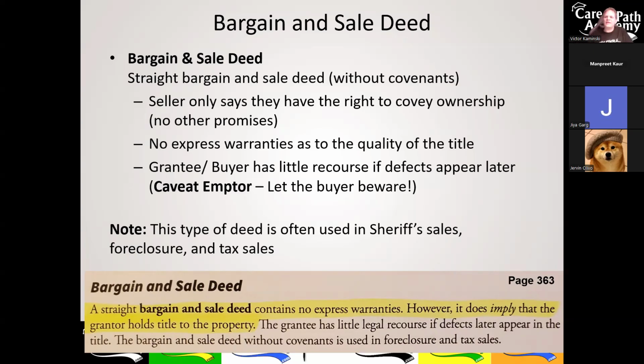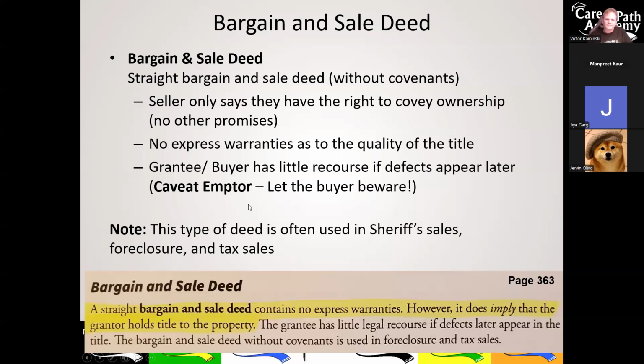They're not even saying that they've done nothing to encumber the property. All they're saying is that they have a legal right to sell it. This is why it's usually used at sheriff sales. You know, the sheriff's department saying, "Hey, we got a legal right to sell the property. We're not guaranteeing you the quality of the title at all."